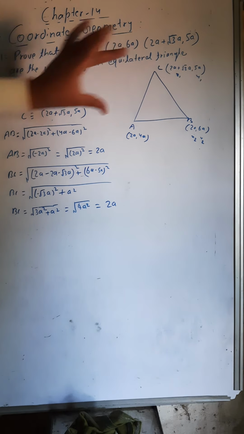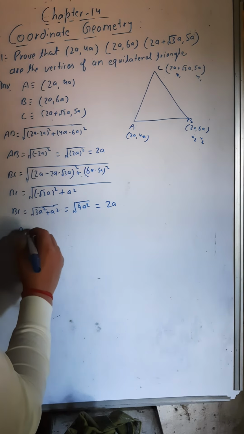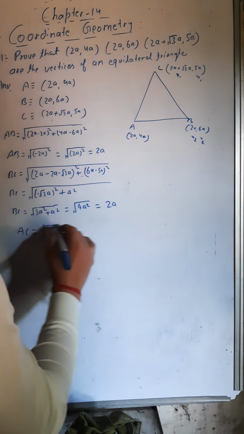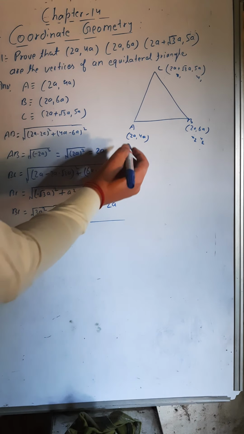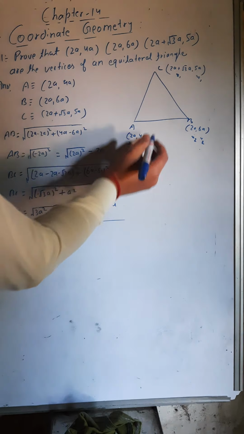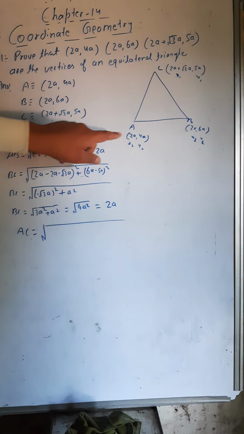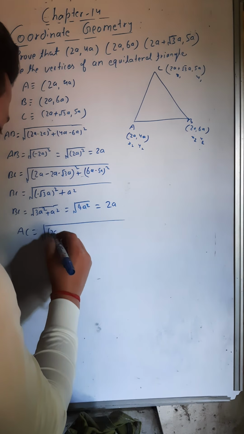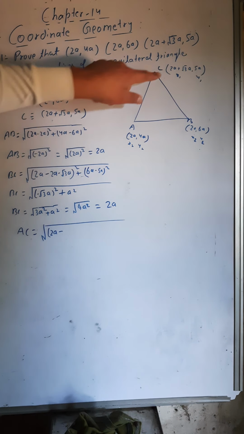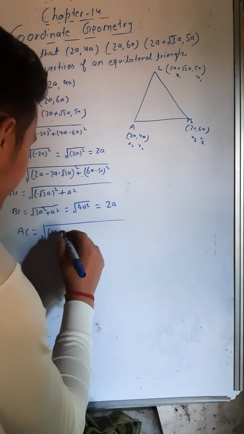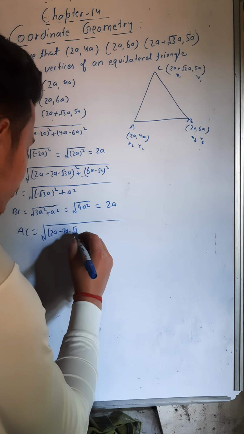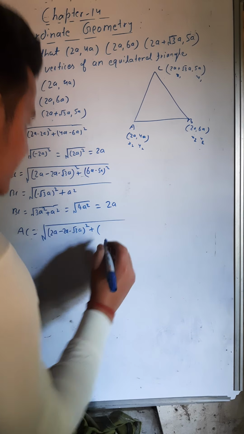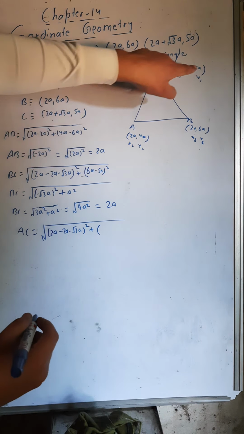Now we'll find AC. The AC distance. For finding AC, let's say this is x2, y2 and this is x1, y1. Now again the same way, x2 minus x1 means first one is 2a minus (2a plus √3a), whole square, plus y2 minus y1, meaning 4a minus 5a.